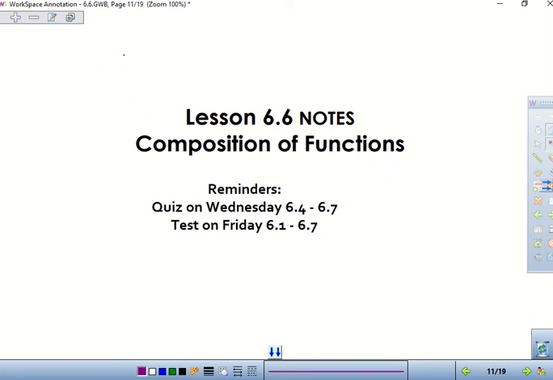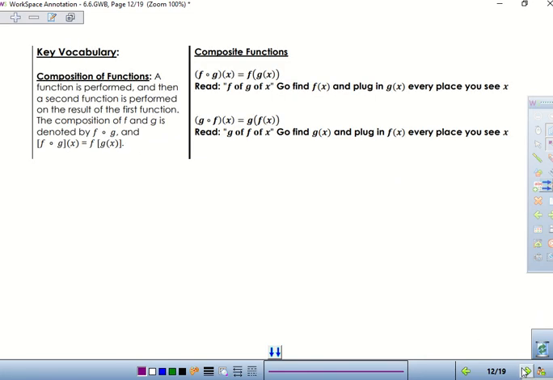Take one function and you put it inside of another function, okay? So, a function is performed, and then a second function is performed as the result of the first function. So, how we read something like this is f of g of x.